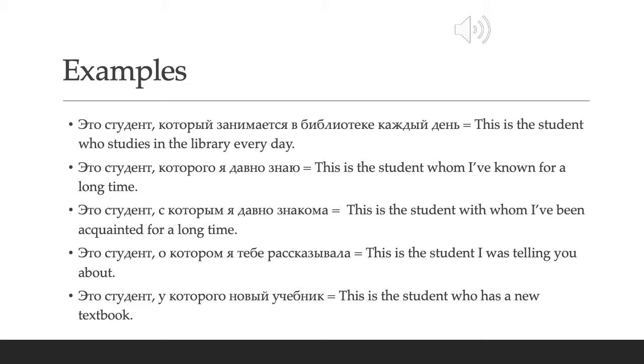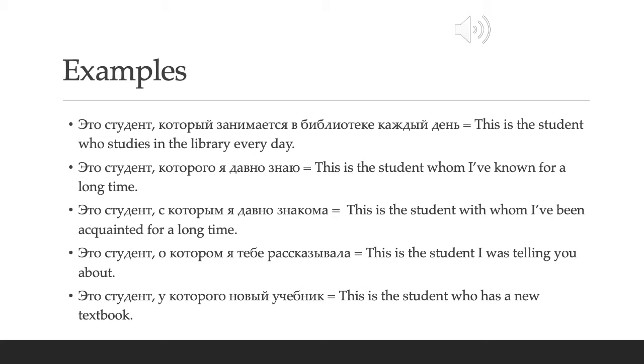So we could say, for instance, «Это студент, который занимается в библиотеке каждый день». This is the student who studies in the library every day. Or, это студент, которого я давно знаю. This is the student whom I've known for a long time. Это студент, с которым я давно знакома. This is the student with whom I've been acquainted for a long time. Это студент, о котором я тебе рассказывала. This is the student I was telling you about. Or, это студент, у которого новый учебник. This is the student who has a new textbook.